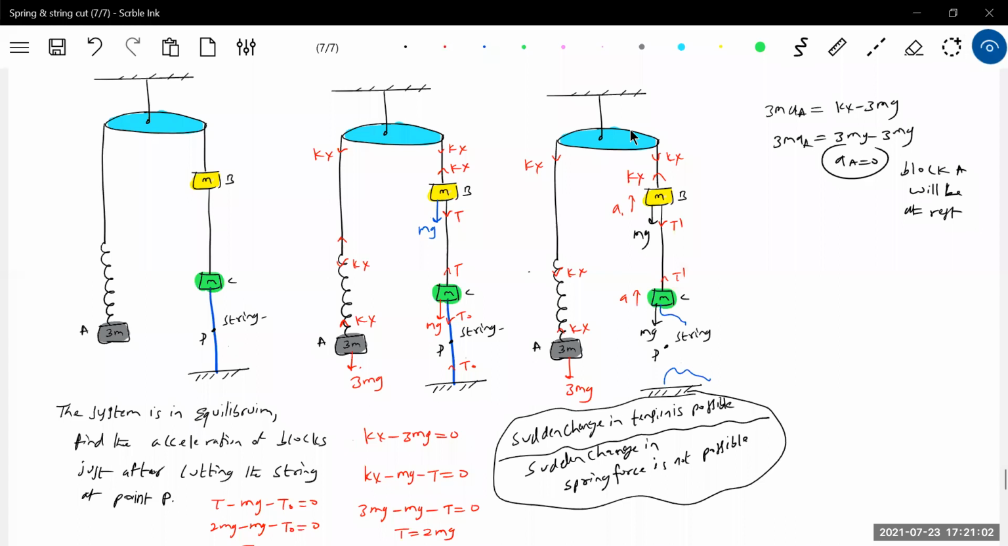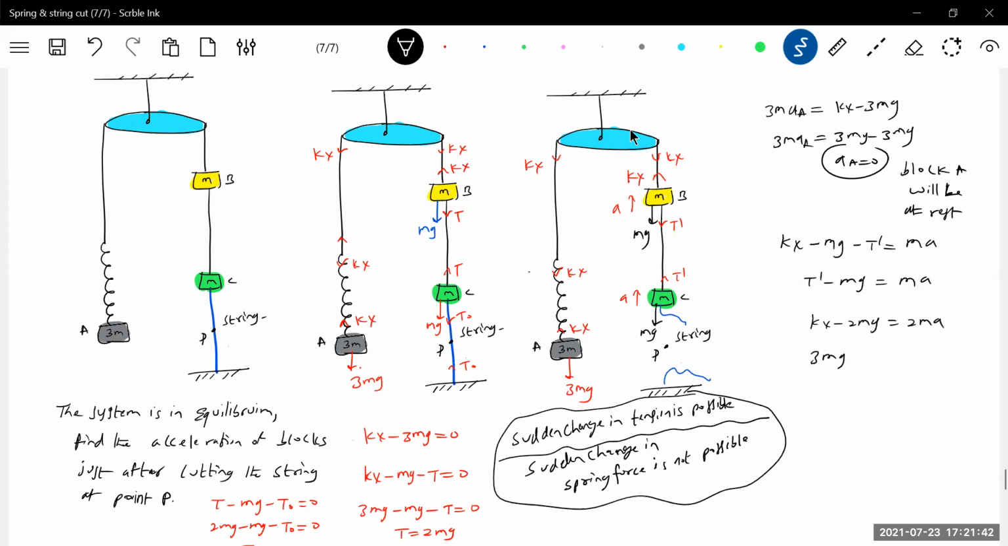Why are you putting the same acceleration? Next, one more beautiful question here. Blocks B and C are connected by a common string. The accelerations must be equal. So therefore, kx minus mg minus T dash equals ma. T dash minus mg equals ma. Masses are the same. Let me add up these two. So it will be kx minus 2mg equals 2ma. kx equals 3mg.